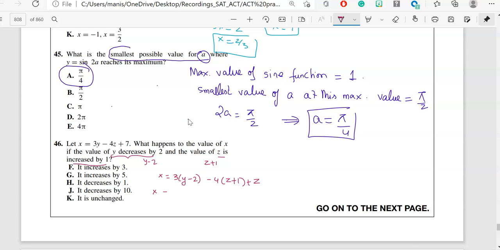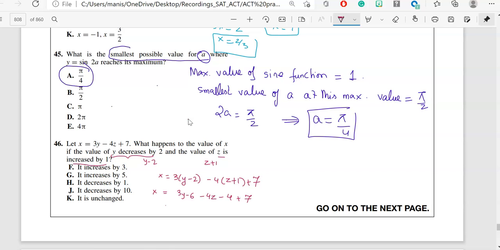So if I do it, it's like this: x is equal to 3y minus 6 minus 4z minus 4 plus 7. Okay, I'm making too many errors over here. So what happens when we simplify this? Let's try to solve this one over here.